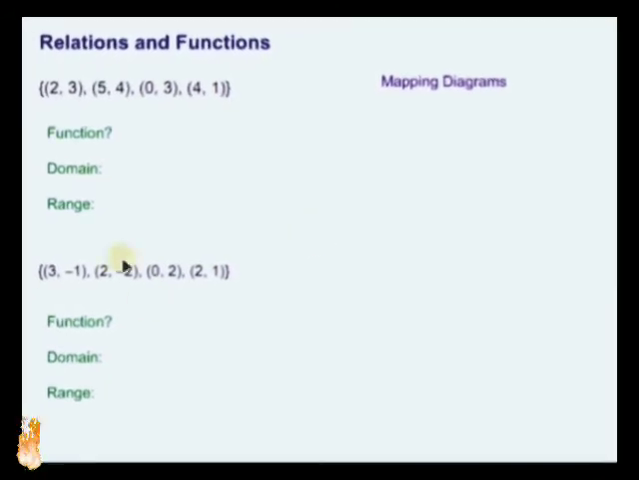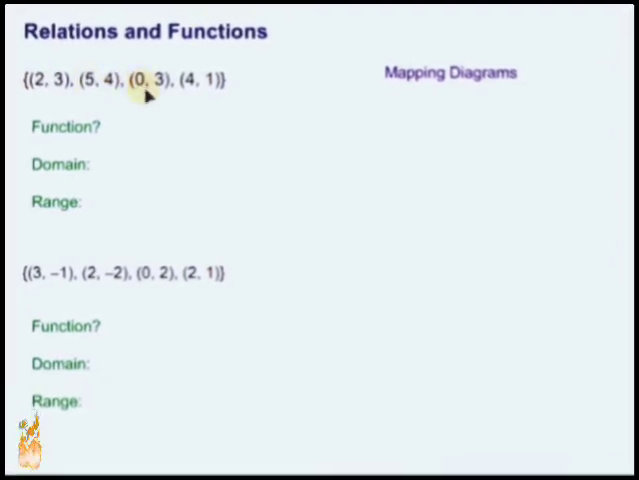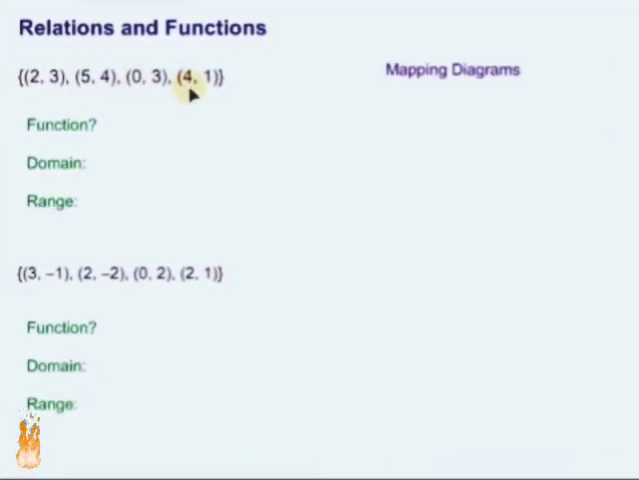Alright, this first one, if we look, we have 2, 5, 0, and 4. All those x values are different, so this would be a function. We do have a repeating y value, which is the 3, but that's okay. So in this case, yes, this is a function.